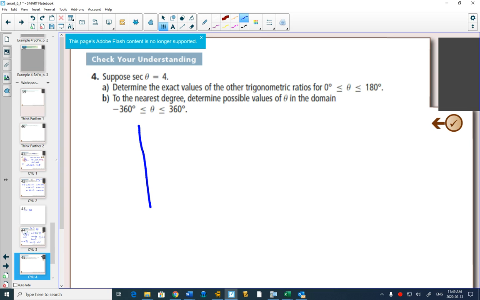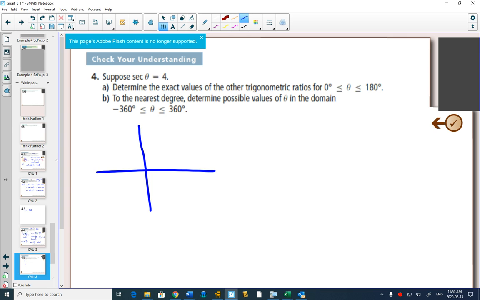So when I draw from 0 to 180 degrees, can you see that that includes only quadrant 1 and quadrant 2? And this question told you which quadrants it's in. How do I know if it's in quadrant 1 or quadrant 2? It didn't directly tell you. It's in quadrant 1 because secant is positive.